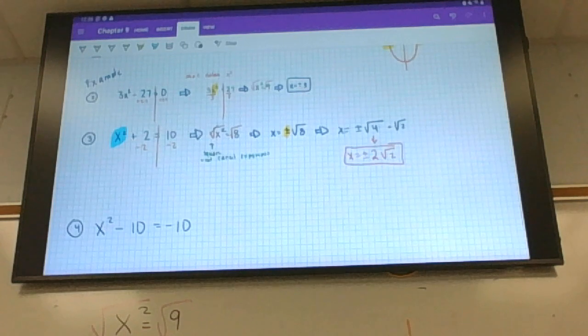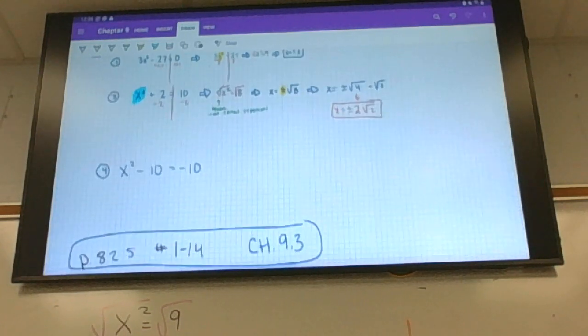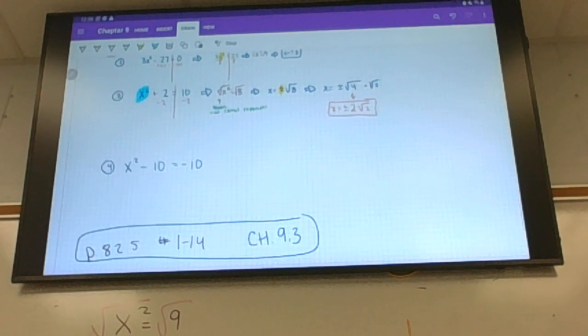All right, last one. You don't all have to do it. Add 10, add 10, x squared equals 0, square root, x is plus or minus 0, so x is 0.